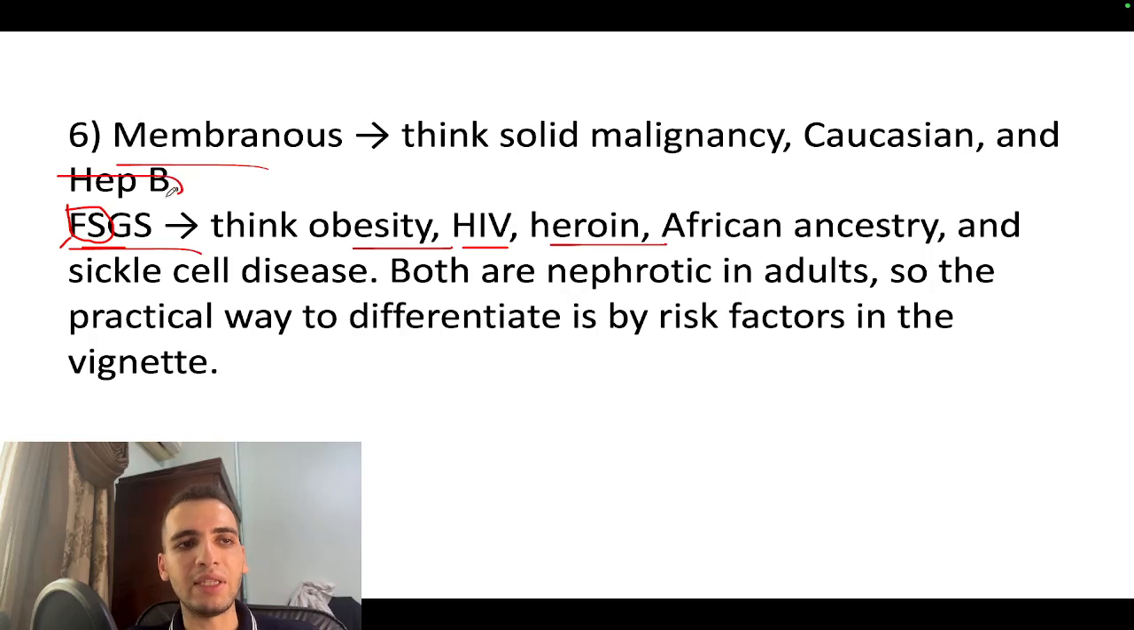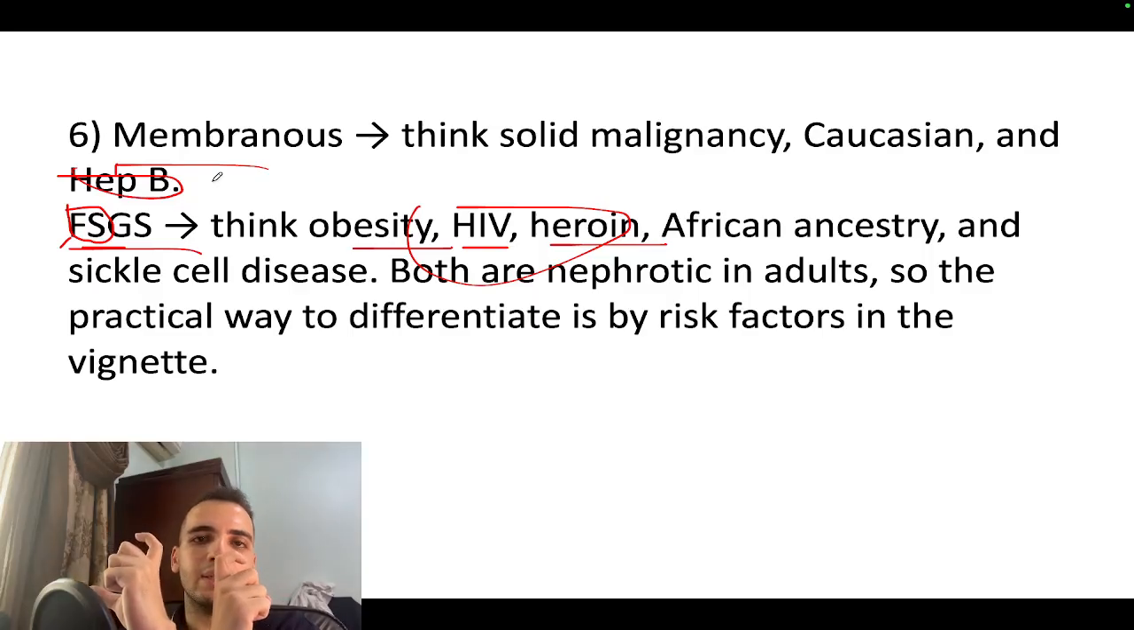Remember, hepatitis B is membranous, but heroin and HIV is usually focal segmental. Hepatitis C, on the other hand, is membranoproliferative. Remember, the C is bigger than the B. So B membranous, but C membranoproliferative.